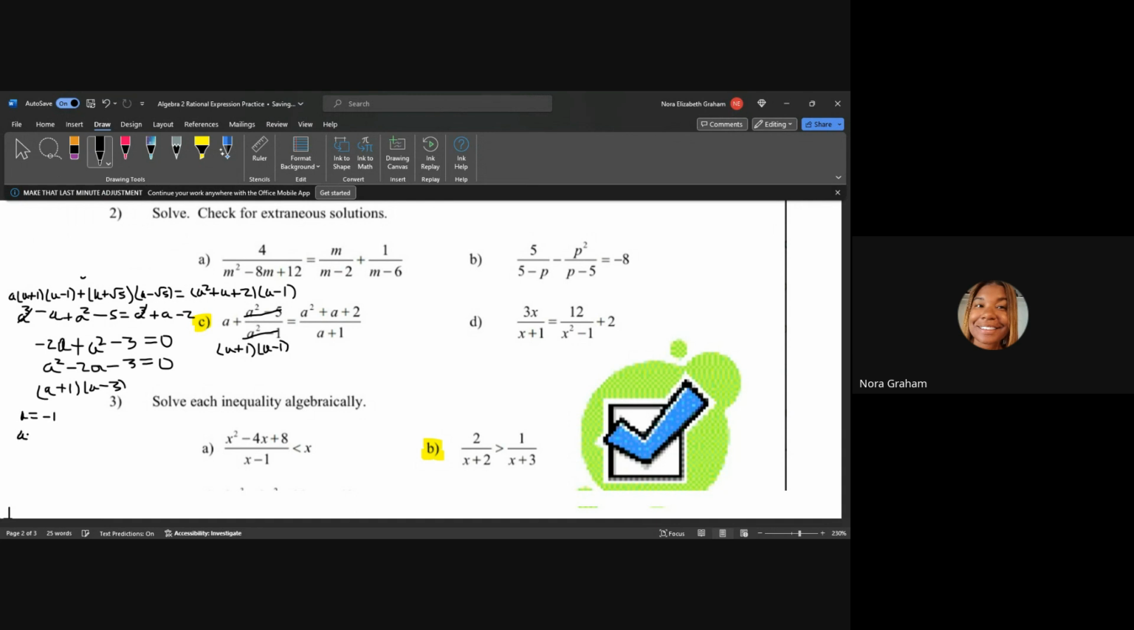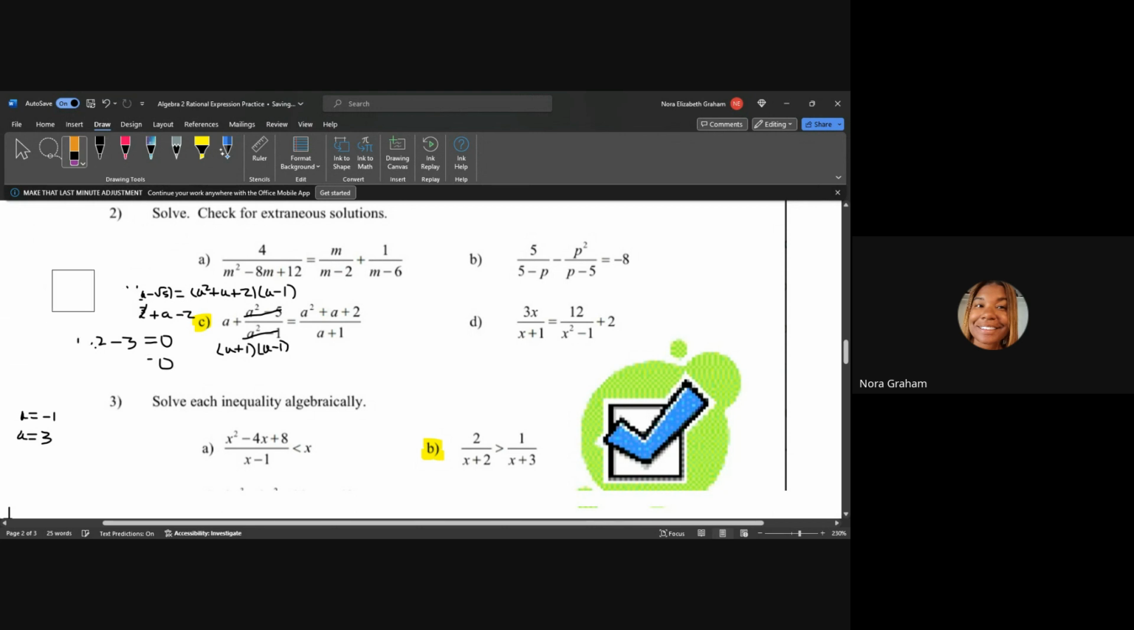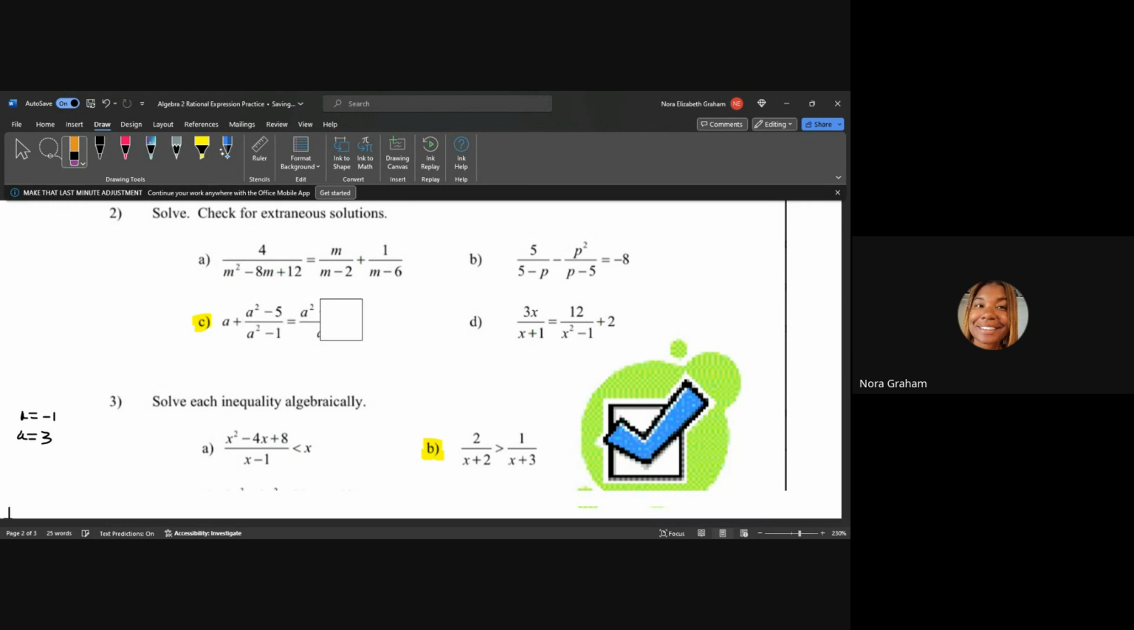Now I have to check both these solutions to make sure I don't have an extraneous solution. So let's go ahead and plug these back into our original equation. Again, if you want to write this all down, just pause the video and write it down on your own paper or go back and write down what I had down. So now we're going to check our solutions. I always plug into the original equation.